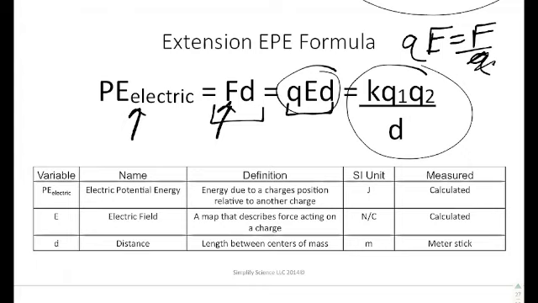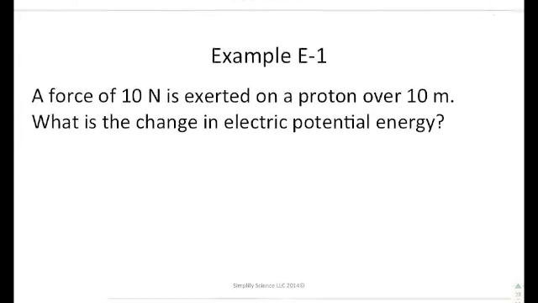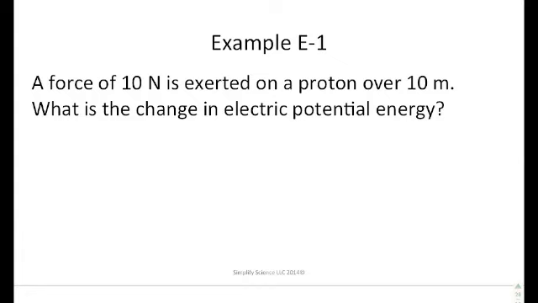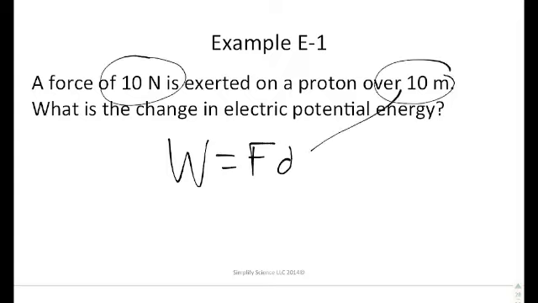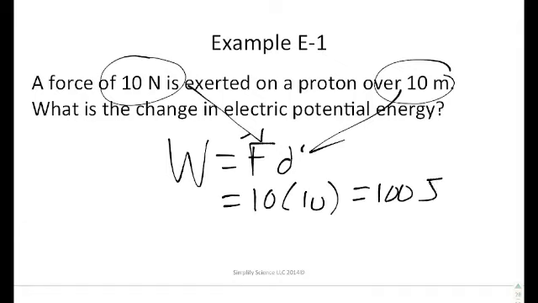So let's take a look at a situation. It says a force of 10 newtons is exerted on a proton over 10 meters. What is the change in electric potential energy? Well, work is equal to force times distance. I have a force, I have a distance, and it's as simple as that. Work is equal to 10 times 10, which is 100 joules. Now they're not always that easy. You've got to look and see what's there. So now we look at the next one.